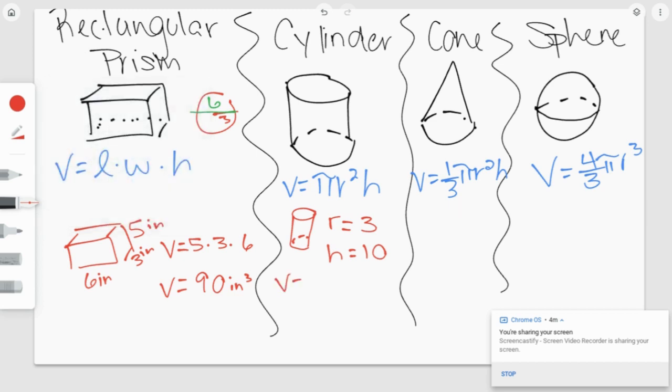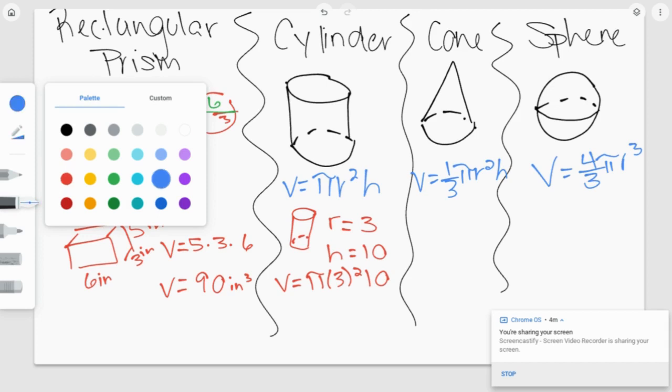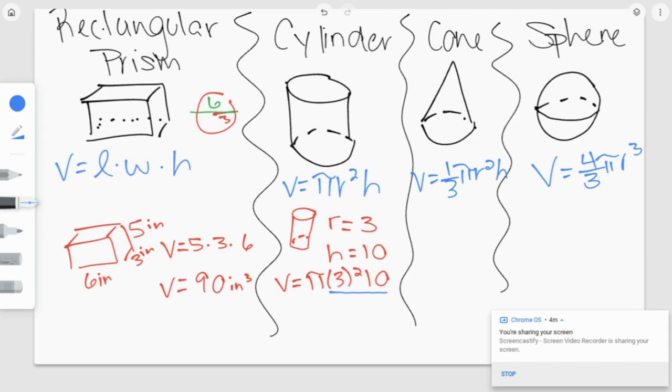So I'm going to type V equals pi, our r is 3, squared, h. So that's what it looks like. Now, the questions that you've been seeing ask you to express your answer in 2 ways. The first way is in terms of pi. If it uses that language, then you're not actually going to multiply pi. You're just going to let pi hang out and you're going to multiply these numbers.